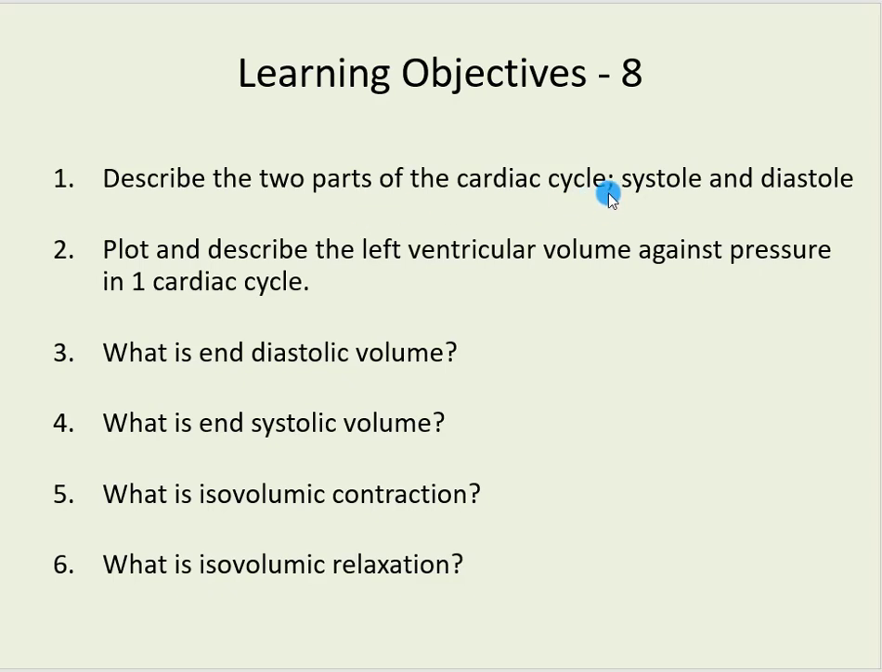We're going to break down the cardiac cycle into systole and diastole, and we'll look at what's going on with pressures and volumes during those times. We'll identify end diastolic volume and systolic volume, and we'll talk about the phases called isovolumic contraction and isovolumic relaxation as well. So let's look at the cardiac cycle first.